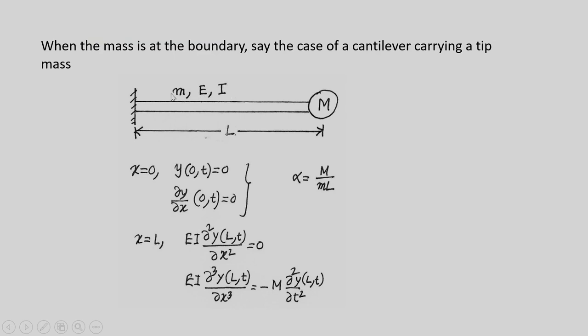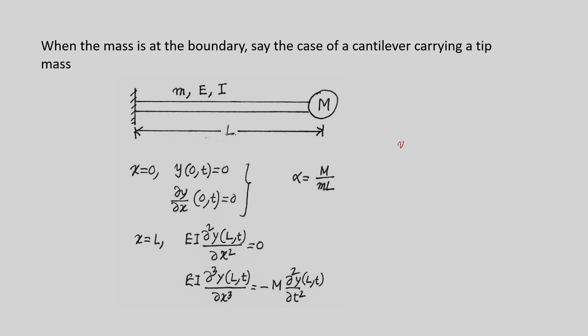Now suppose a cantilever beam which has distributed parameters such as mass and modulus of elasticity, that is material properties, distributed along the length of the beam. I is the moment of inertia of the beam. You can see that mass at the boundary is placed, so it can be utilized to form the boundary value problem, and the solution of the boundary value problem is known to us.